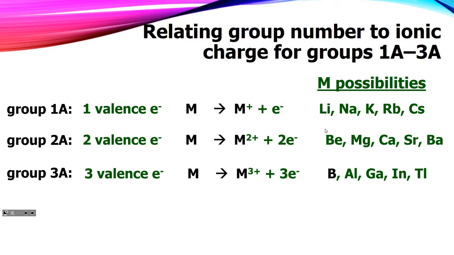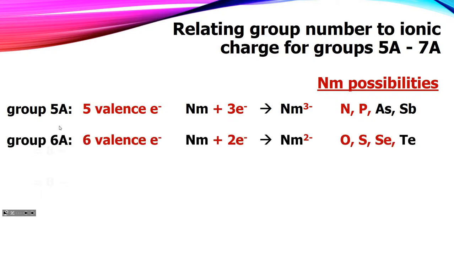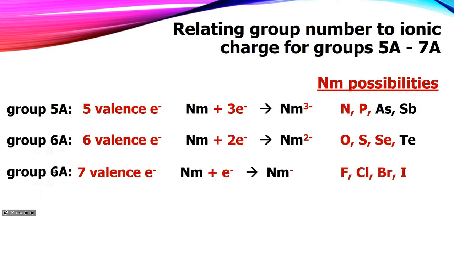So it's basically just the first column on the periodic table, the second column on the periodic table, and group 3A is actually group 13, which is boron's family. And same thing here, 5A is nitrogen's family, 6A is oxygen's family, and 7A is the halogens.